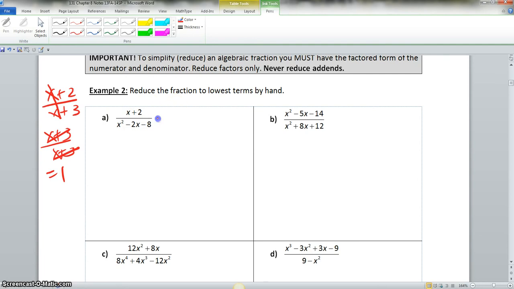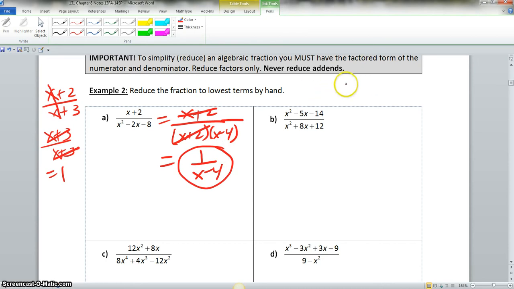Now we look here at a. In our numerator, we have x plus 2. In our denominator, we know we can factor this to x plus 2 and x minus 4. These x plus 2's will simplify out, and this will leave us 1 over x minus 4.